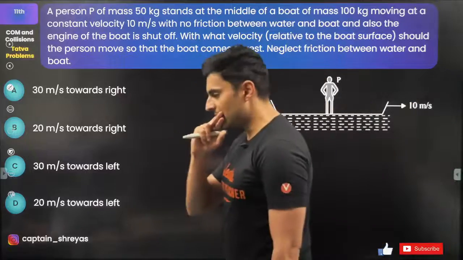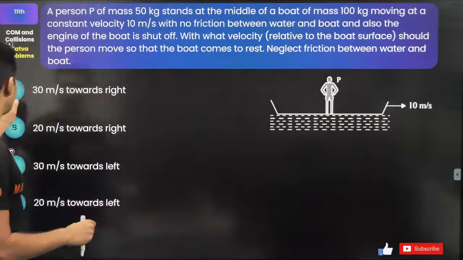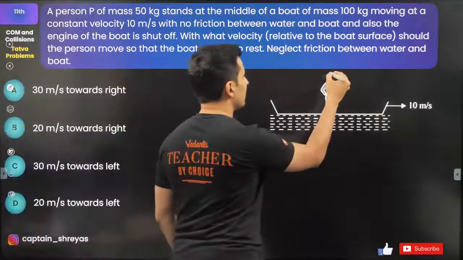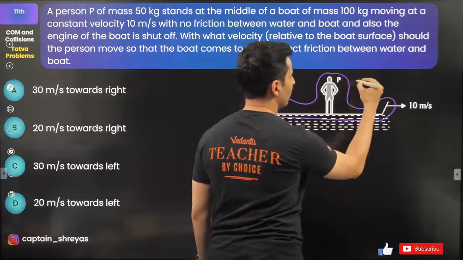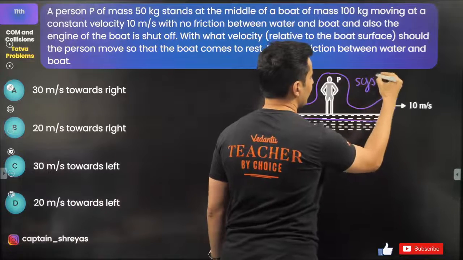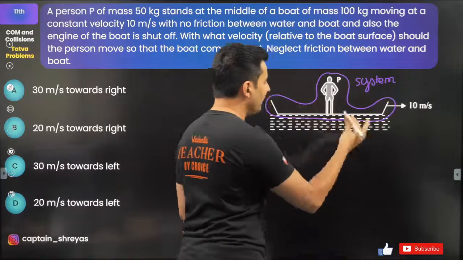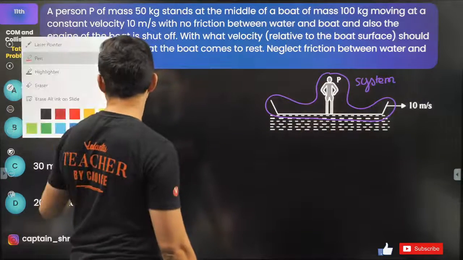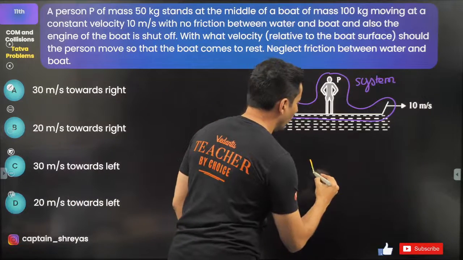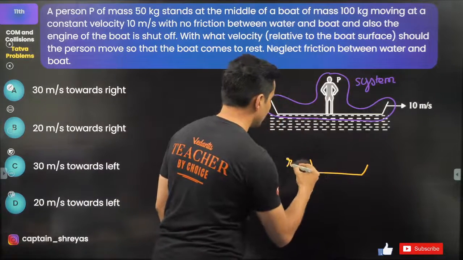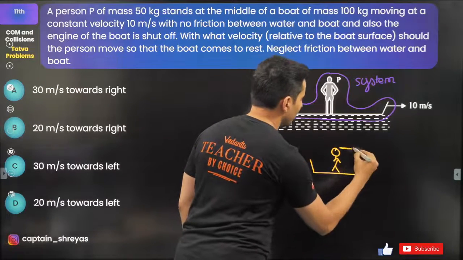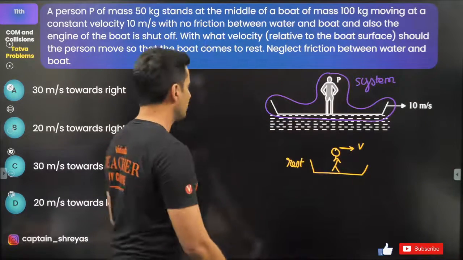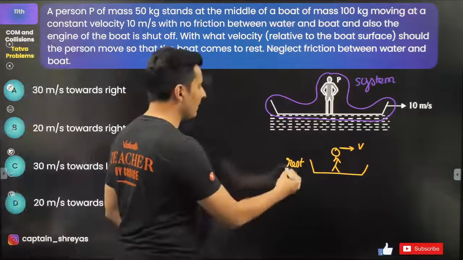So for solving this, again I will choose my system. And my system is the person plus the boat. The person plus the boat is my system initially. Finally, what happens is that the boat comes to rest, and this person over here is moving with a certain velocity. This is what has to happen afterwards.